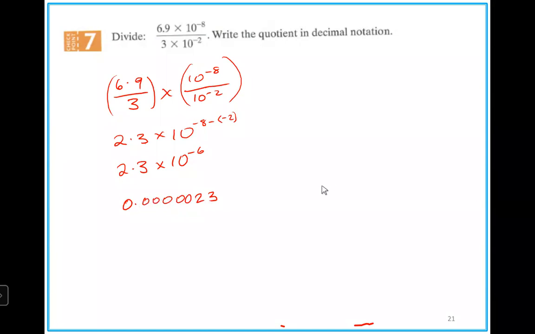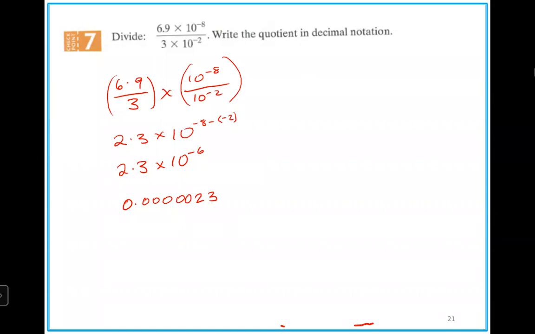Okay, I see what I was doing wrong. Instead of 6.9, I was doing 6 times 9 divided by 3. Oh, yeah, that's a decimal, 6.9. Yeah. Thank you. Okay then. So that was Ms. Nguyen.